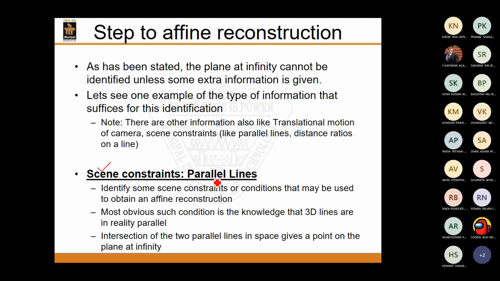We know that parallel lines are preserved in affine space, right? So using the information on the parallel lines present in the 3D scene, we are trying to find the point at infinity at which these lines intersect.